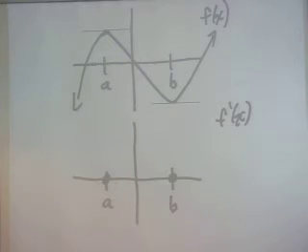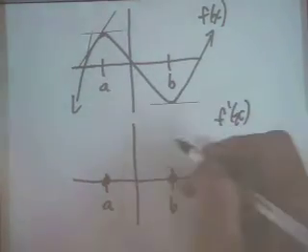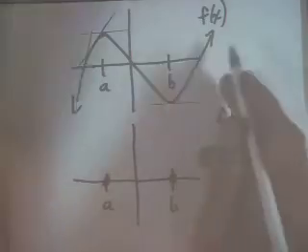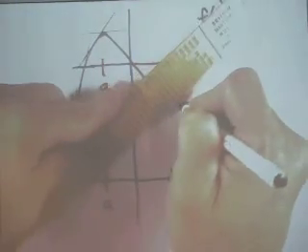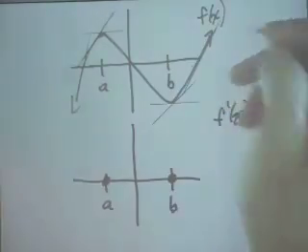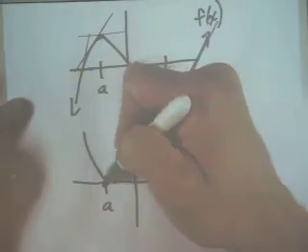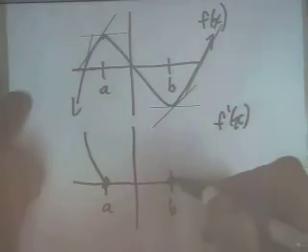Now let's try to imagine tangents that are positive. Where would the tangents of f have positive slopes? We notice that all of the tangents to the left of a would be positive, and all of the tangents to the right of b would also be positive slopes. Well, that means that the derivative would be positive as long as it's to the left of a, and positive as long as it's to the right of b.